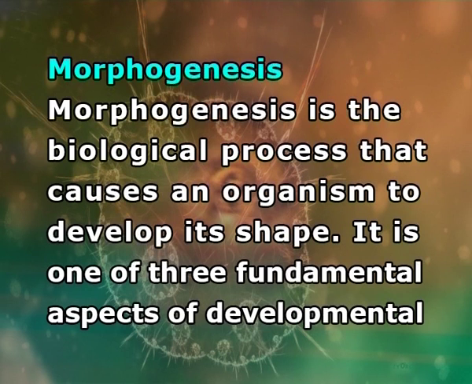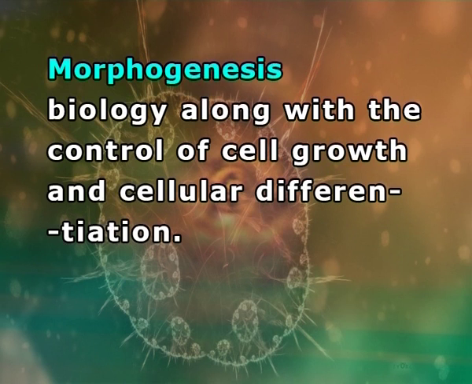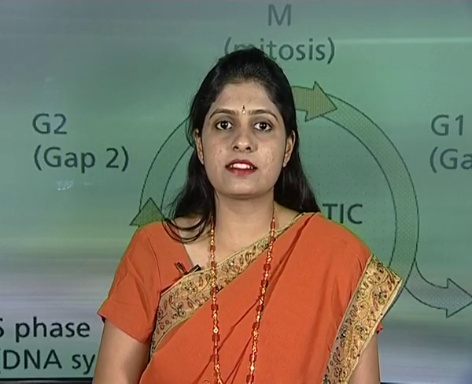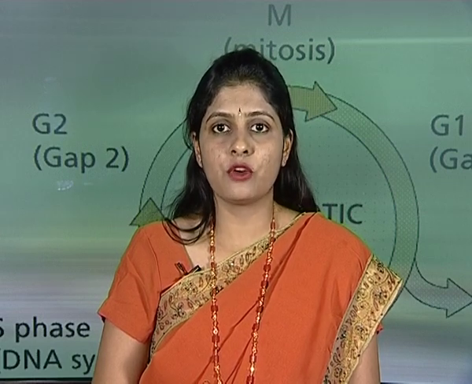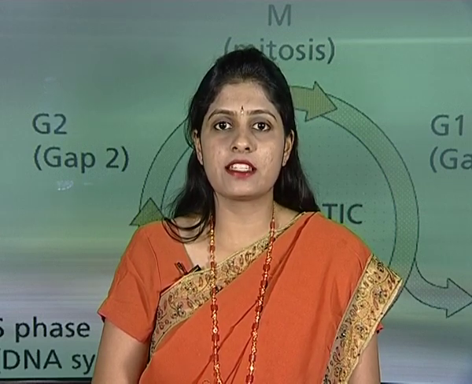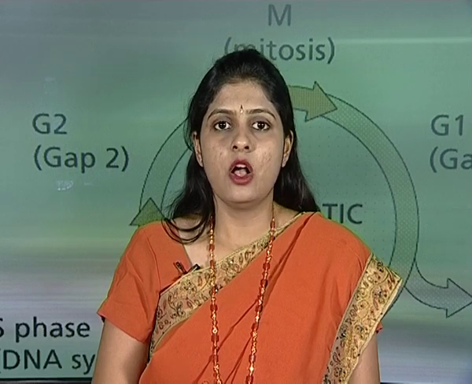Let us now look at what morphogenesis is. Morphogenesis is the biological process that causes an organism to develop its shape. It is one of the three fundamental aspects of developmental biology, along with the control of cell growth and cell differentiation. The process controls the organized spatial distribution of cells during the embryonic development of an organism.